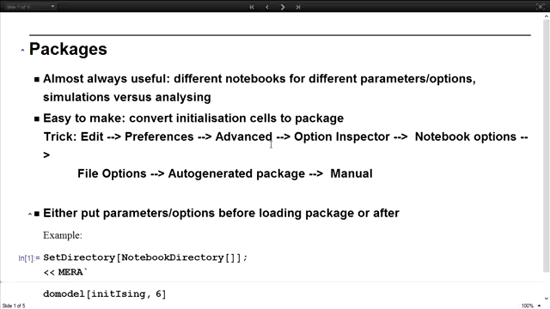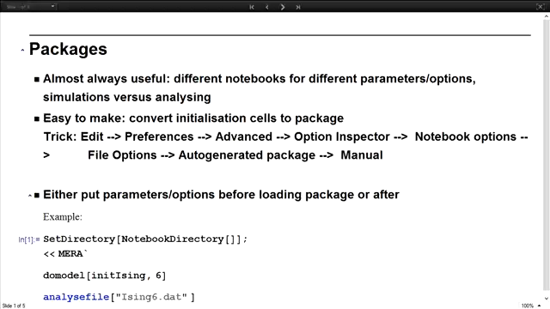So one thing Jason mentioned, which I think is very nice, and which you can also do, is what I always do in my projects in Mathematica, which is to make these packages. I think Jason already showed you a little bit how to do this. You just make some initialization cell, and you can do save as a package. But I have this other nice option, it's not even a trick, it's just an option somewhere. If you go to Edit, Preferences, Advanced Options, Notebook Options, File Options, Auto-Generated Package, and you set it to Manual, then every time you have an initialization cell and you save the notebook, it automatically generates the package.